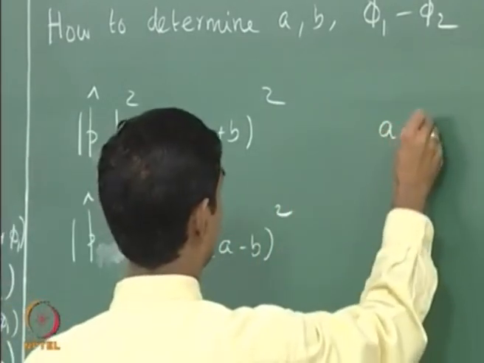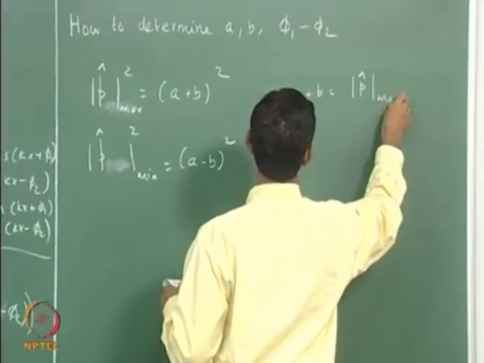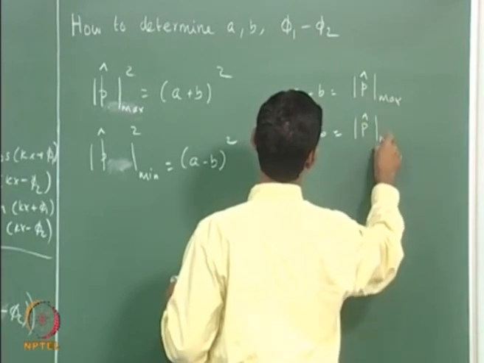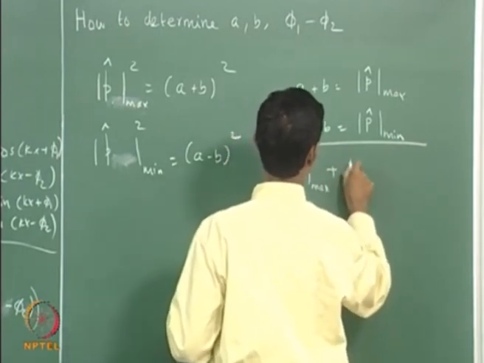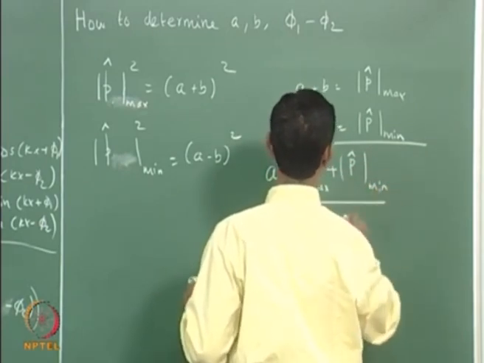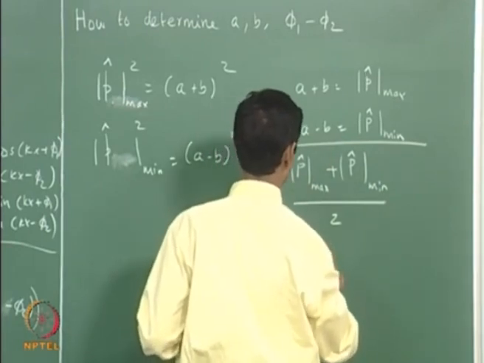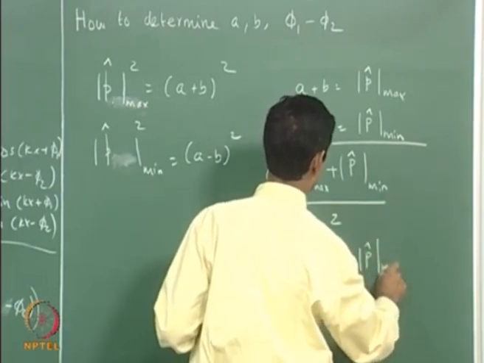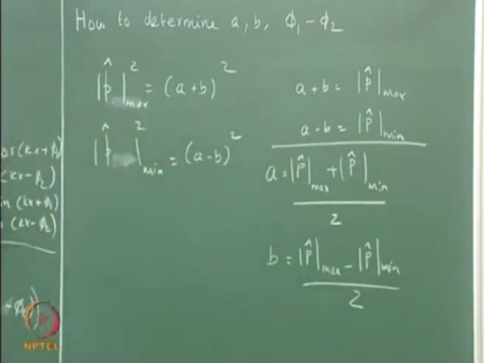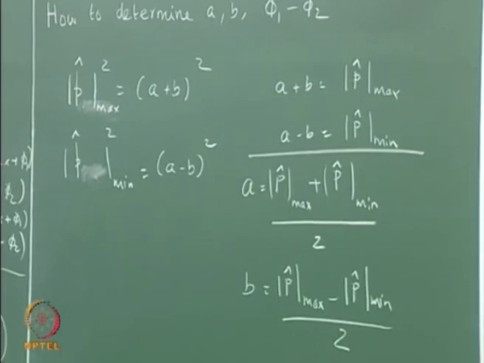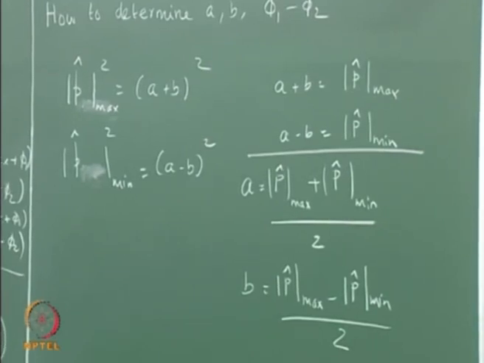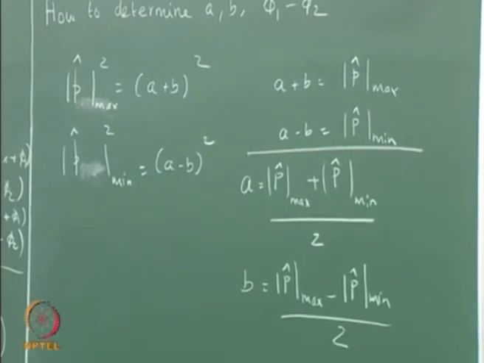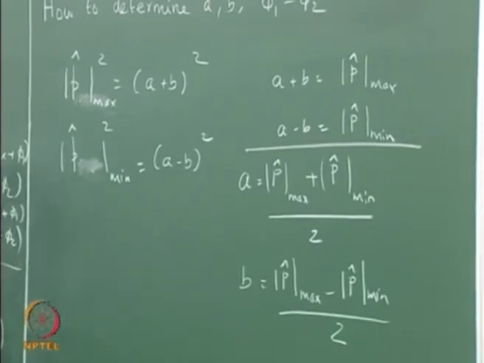We can say A plus B equal to P hat amplitude max and A minus B equal to P hat amplitude min, which should give A equal to (P hat amplitude max plus P hat amplitude min) over 2, B equal to (P hat max minus P hat min) over 2. So now we have determined A and B.